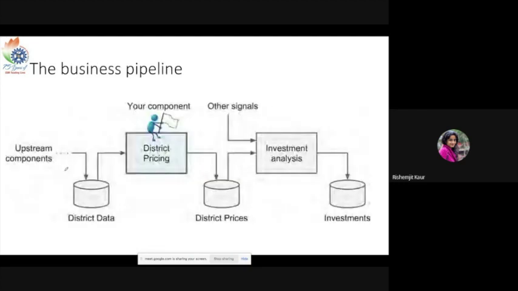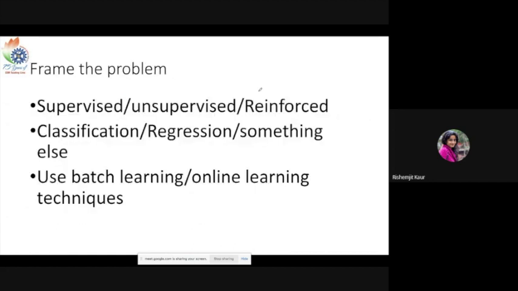So as I was talking about the business pipeline, in this case, for this particular problem, we have certain upstream components, in the sense of what are the different features of the house. We get data from the district which will tell us about the pricing in the district, right? This is further fed into the district prices, which is used further for the investment analysis along with certain other signals. And you can see what kind of investments you would like to do. So there could be a certain business pipeline. This is one of the examples of the business pipeline that could be there.